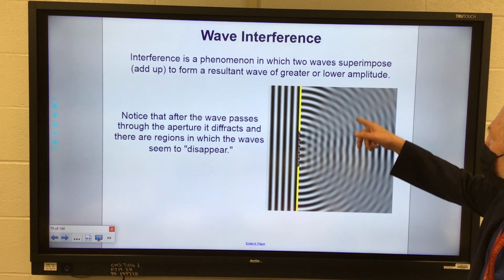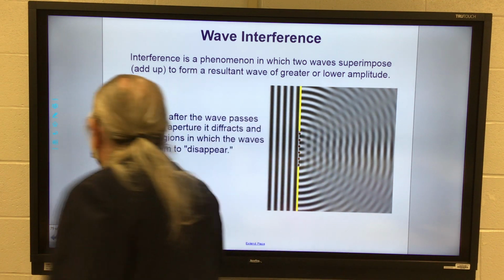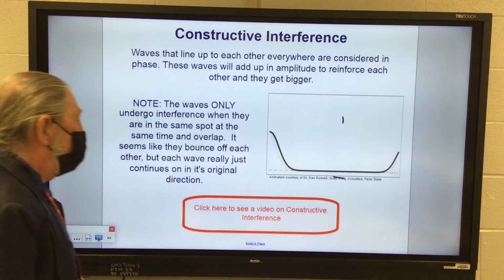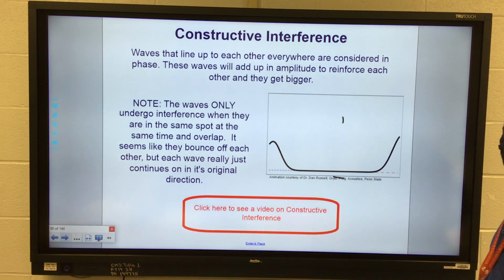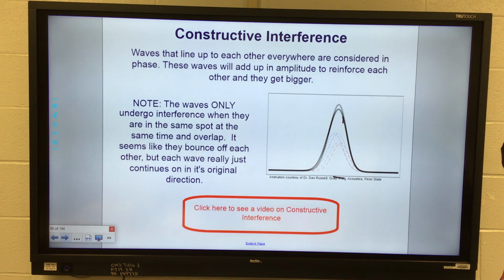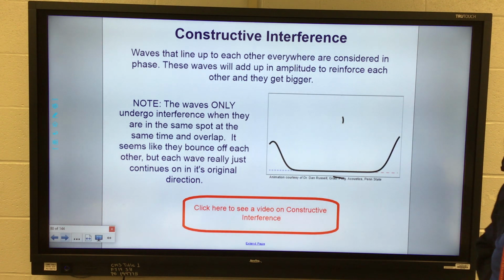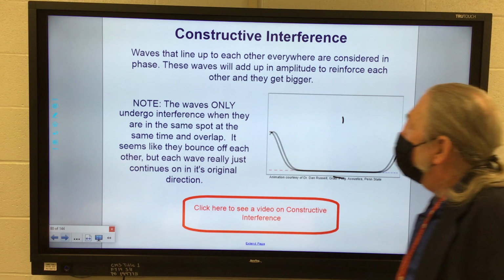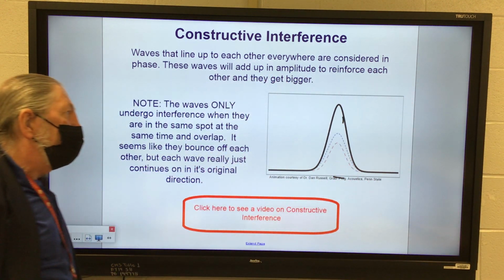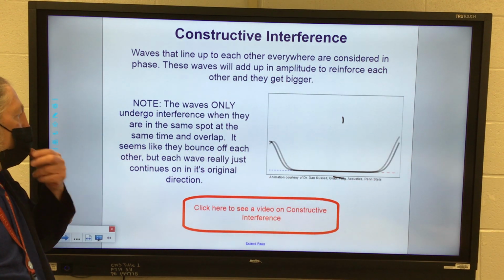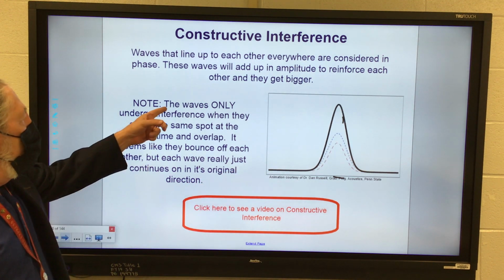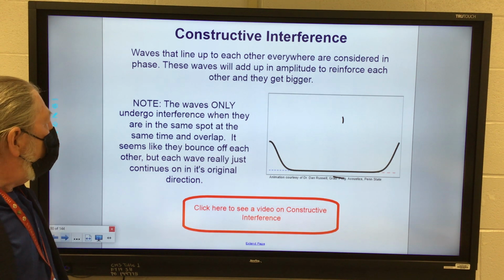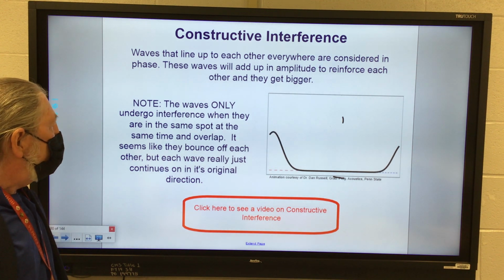Look right in here. It actually is disappearing. It seems to disappear. Okay. So look right here. You have constructive interference, and that's when the waves that line up to each other everywhere are considered in phase, and these waves will add up in amplitude to reinforce each other, and they get bigger. Okay, and you can see that happening here.